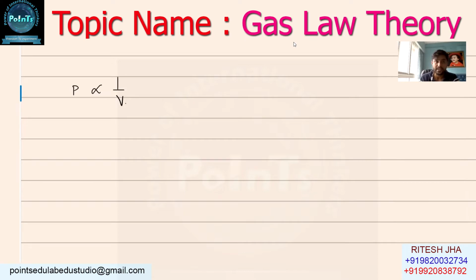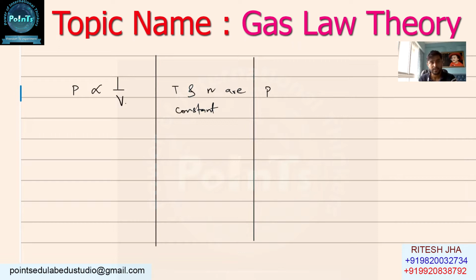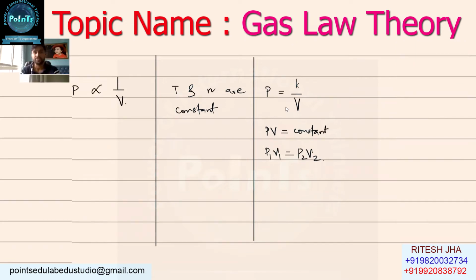Given that something is constant, and what is that constant? The temperature and the number of moles, the amount of substance, are constant. So based on that, what you can say is that P is equal to some constant over V. Can I say this? Yeah. So we can say that PV is a constant, or P1 V1 is equal to P2 V2. So this is the first equation that we get.